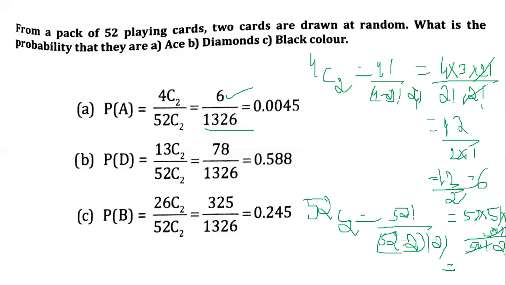Solve every combination using the formula. Okay, and then the probability of getting the ace card is 0.0045, or you can just write it as 6 by 1326. You can either get it to the decimal form and leave, or you can just leave it in fraction format also.